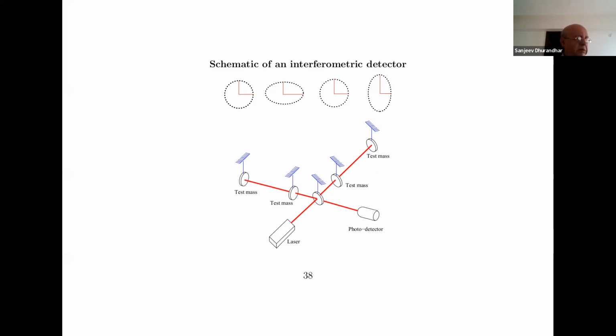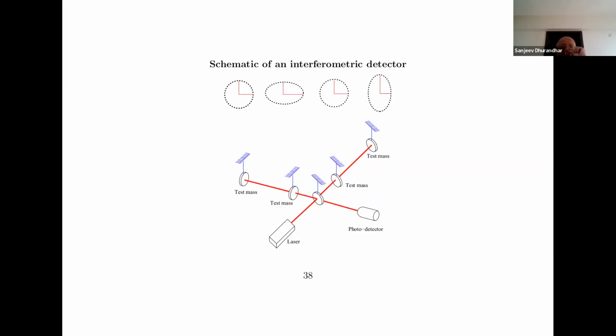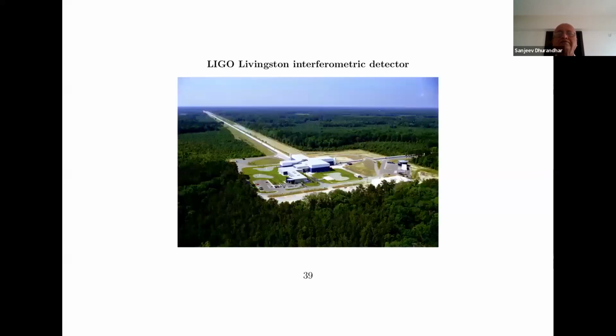But the catch is that this is minute. So that's the problem of detecting gravitational waves. You are trying to detect things at the level of h of 10 to the minus 22 or 10 to the minus 21 and so on. So this ring which is shown here is highly exaggerated. It changes by one part in 10 to the 21 or 22 or something like that. So experimentalists have to do a lot of things in order to get rid of noises and things like that in order to detect the gravitational wave.